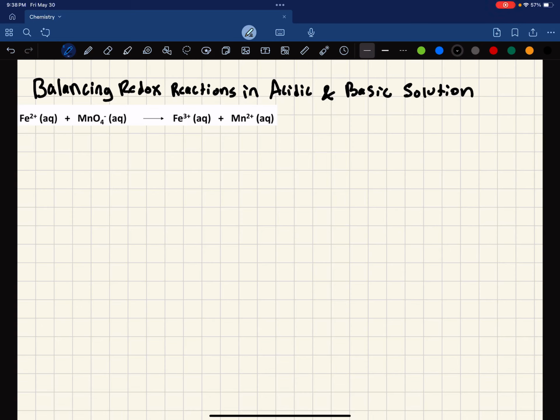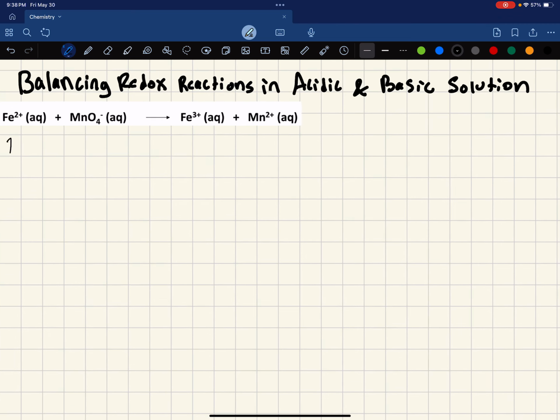Today, we're going to learn about balancing redox reactions in acidic and basic solutions. What I like to do for these problems, there's 5 simple steps I like to do to help me tackle these problems because they are pretty difficult. So, the first step is to write the half reactions that are in this equation.